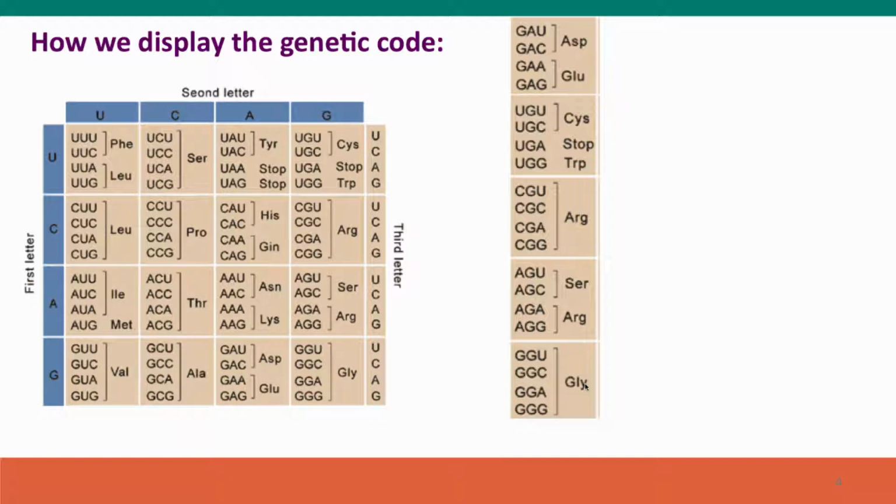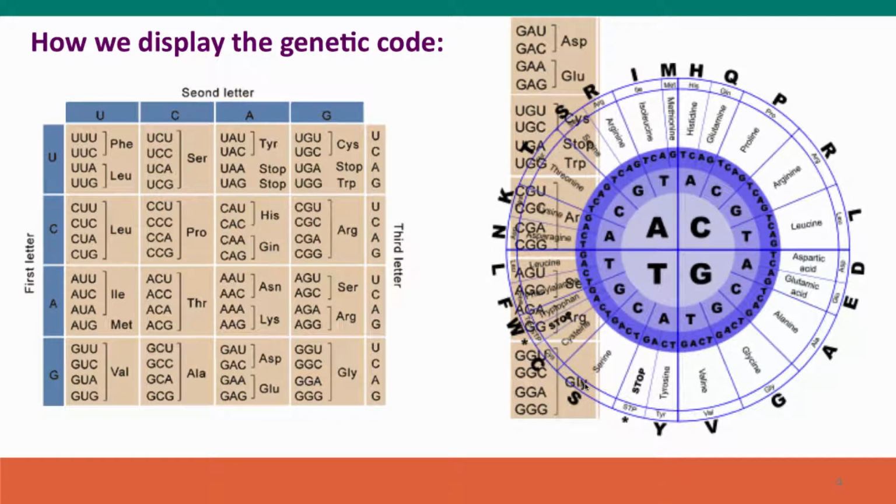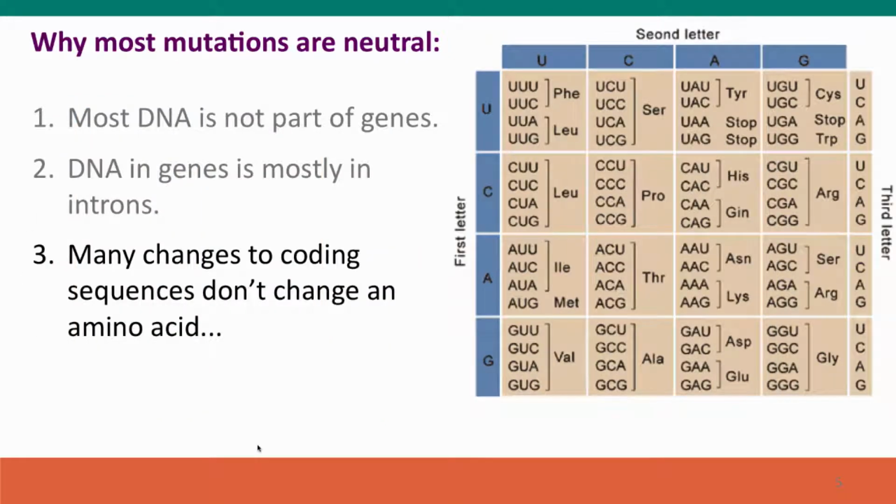Now, there are other ways to represent genetic codes. Molecular biologists kind of like making things clever. So, for instance, you can represent it as this complex circular diagram instead of a table. This is more elegant, but I don't find it easier to understand. Now, back to the question, why most mutations in coding sequences are neutral.